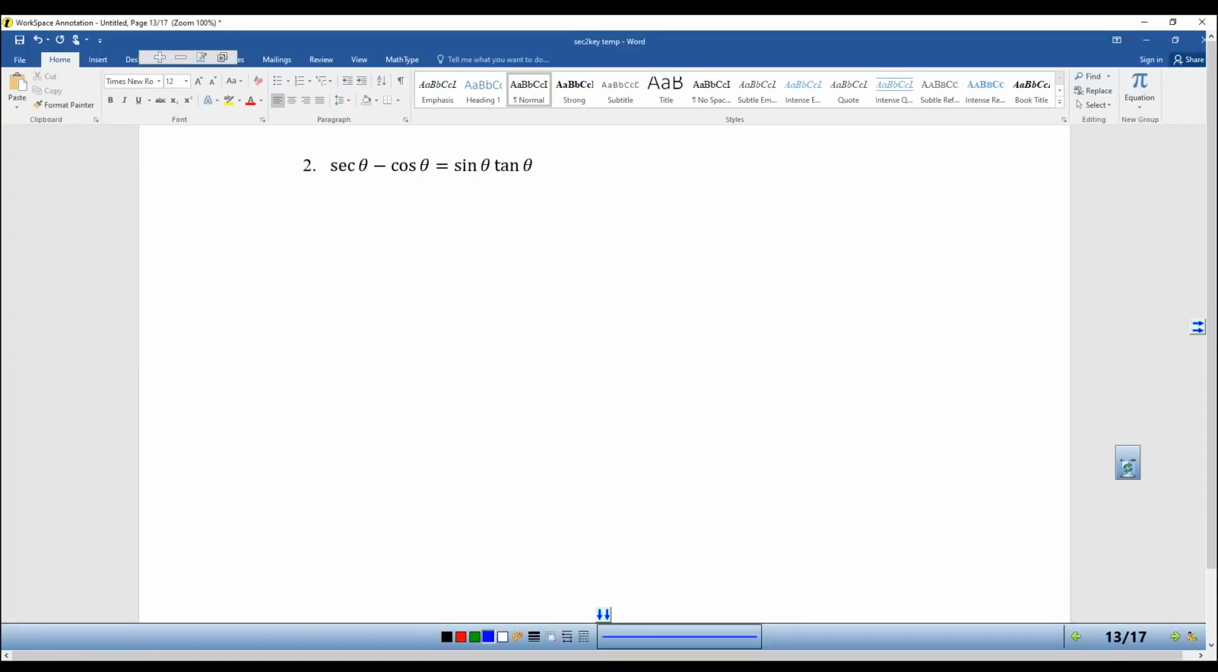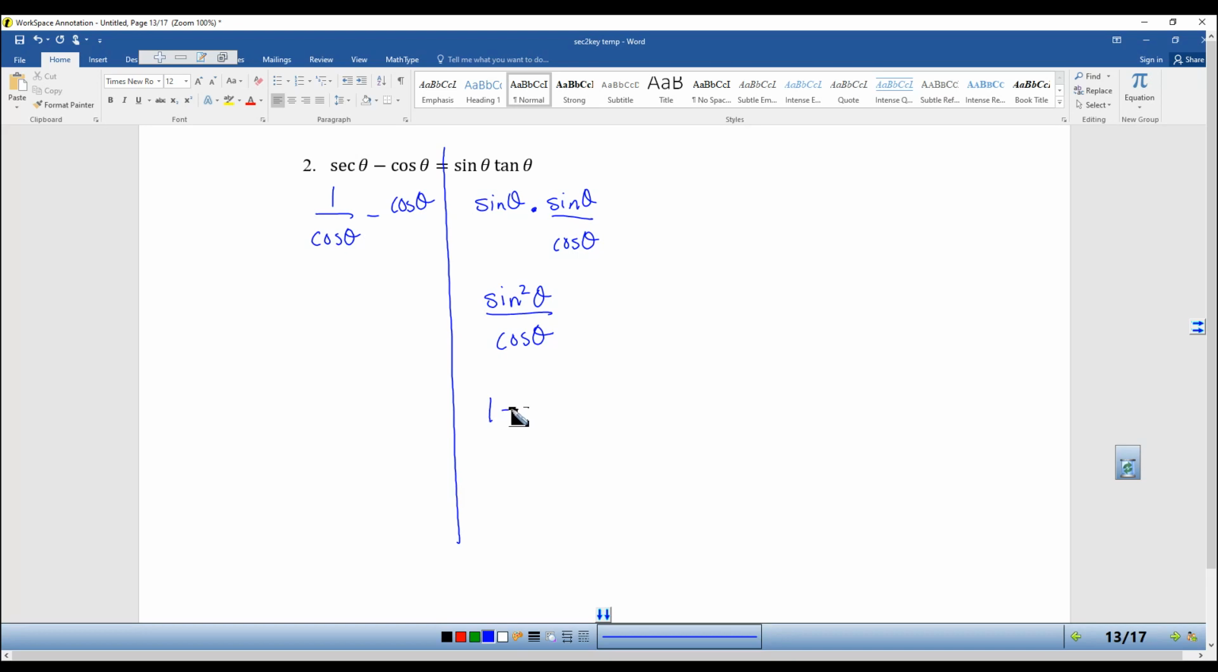So this has a mix of secants and cosines and sines and tangents. So one of my strategies is to change everything to sines and cosines. So this is 1 over cosine minus cosine. And this is sine theta times sine theta over cosine theta. So this side is sine squared theta over cosine of theta. This side has no sines. The only way to change a sine into a cosine is if it's squared. So since I do have it squared, I can change that to 1 minus cosine squared theta.